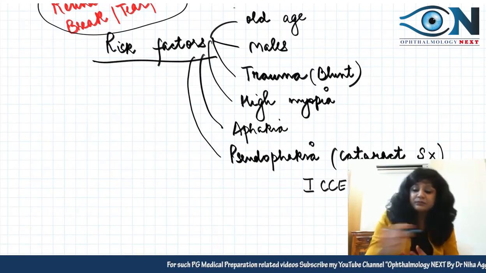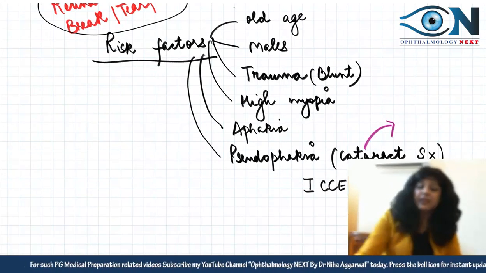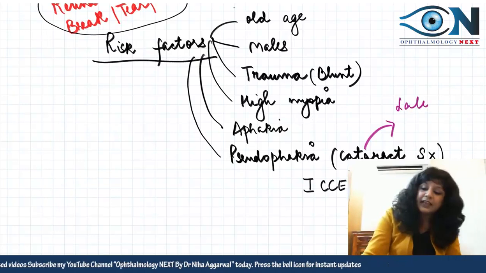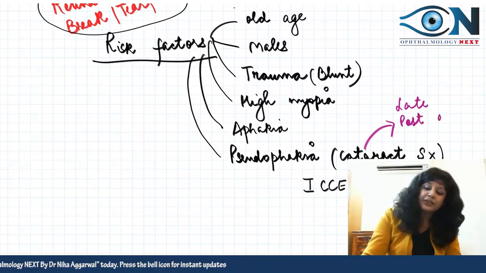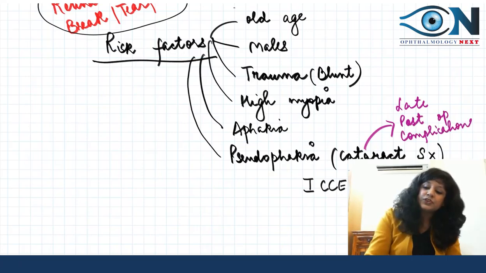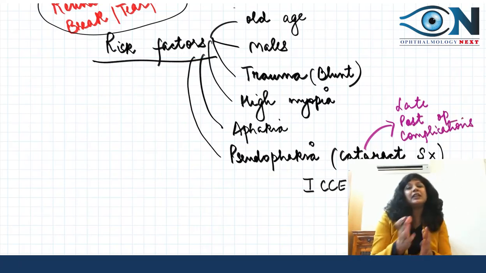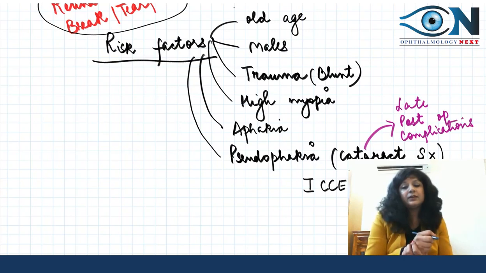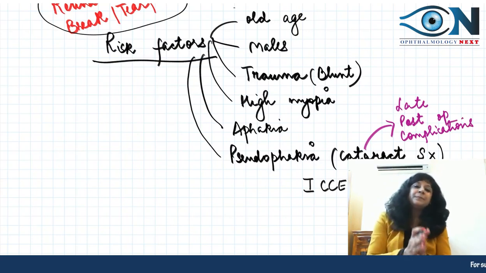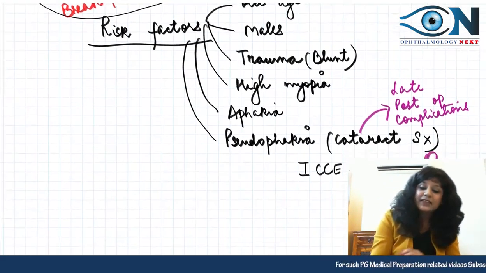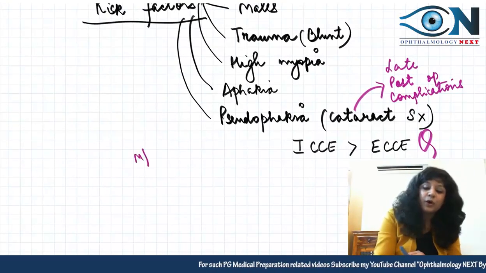And we also write this in the late post-operative complications. If you remember, in the late post-operative complications of cataract surgery, RD is a possible complication. And if you remember, I always say that this is actually more common in children.